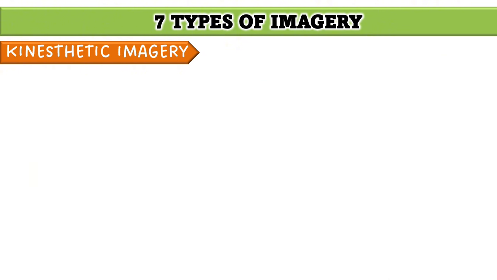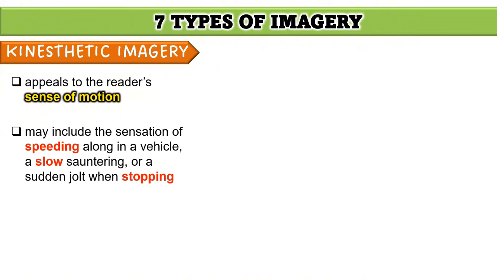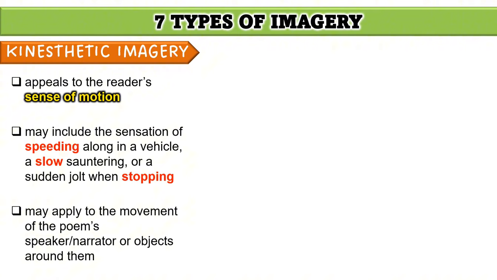We also have kinesthetic imagery. In this form of poetic imagery, the poet appeals to the reader's sense of motion. It may include the sensation of speeding along in a vehicle, a slow sauntering, or a sudden jolt when stopping. And it may apply to the movement of the poem's speaker or narrator or objects around them.